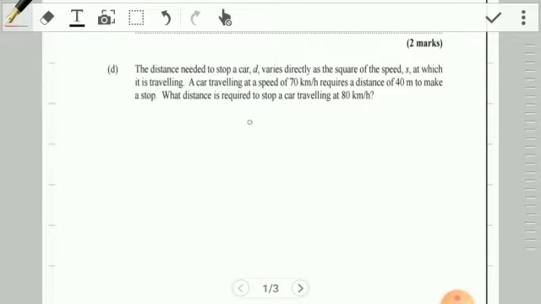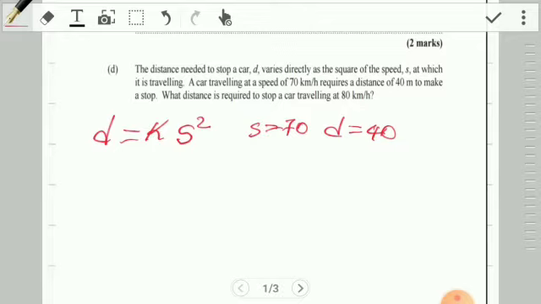So basically we're doing variation. One of the things that we want to do first is to write the formula that will be used to solve all of the problems in this question. It says that D varies directly as the square of the speed. So a general formula would be D is equal to K S squared. The K here stands for the constant of the variation, because this is a variation question. Now, we got S was 70 when D was 40. So we can use this to help us to actually get the constant of the variation.